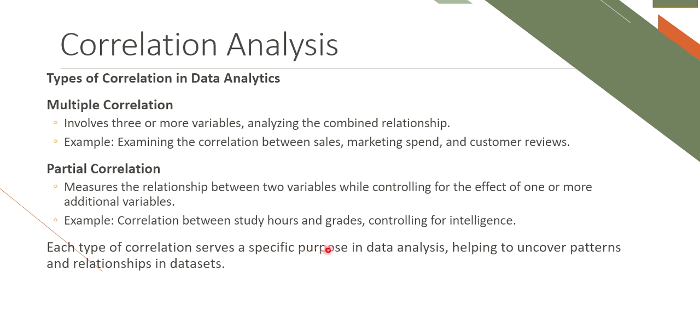So partial correlation is not given in your syllabus, I have just included that. Until multiple correlations you have to explain it properly and write it. So each type of correlation serves a specific purpose for finding the patterns and the relationships in the data set. So this is about the correlation. You just need to understand what correlation is. It is used to find the relationship between two or more variables. What kind of relationship? In terms of graph it may be positive, negative, zero, linear, multiple, all those things you have to write, okay.